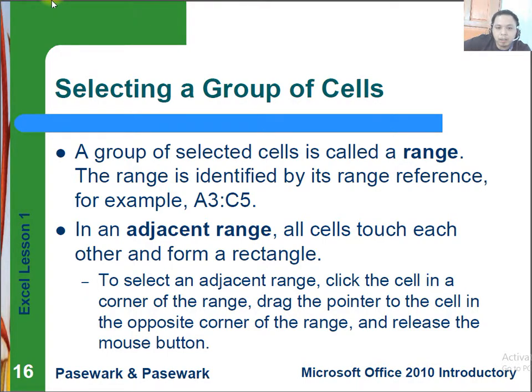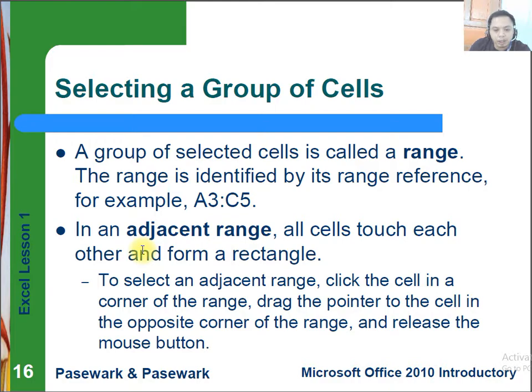The range is identified by its range reference. For example, A3 to C5, yun ang ibig sabihin nito. So yung from A3 hanggang C5, naka-select yan. So ang tawag doon is range.